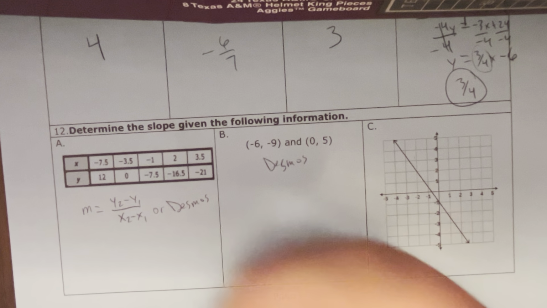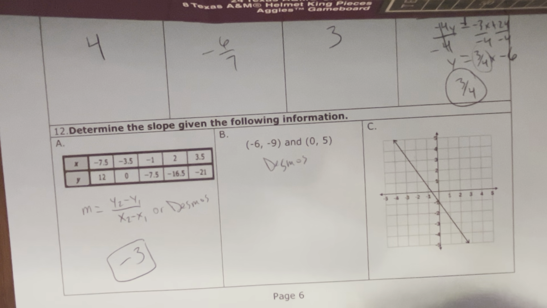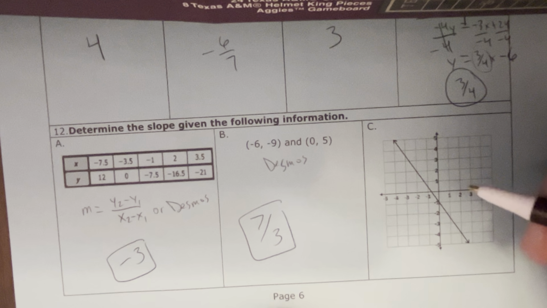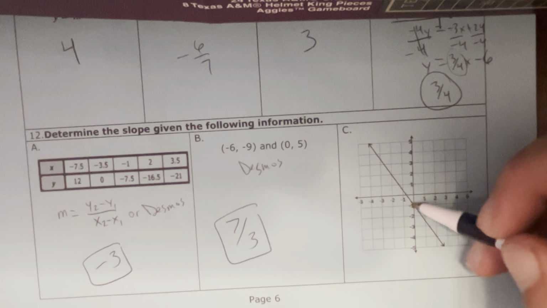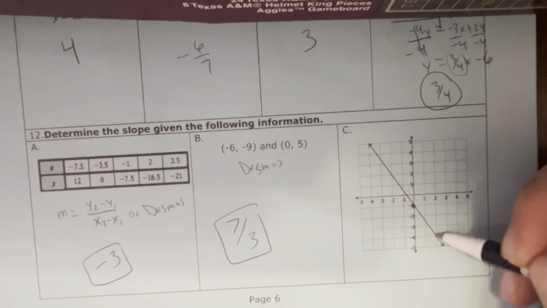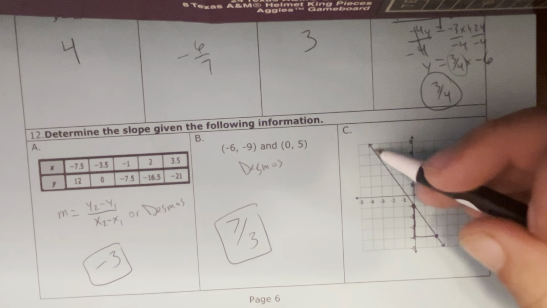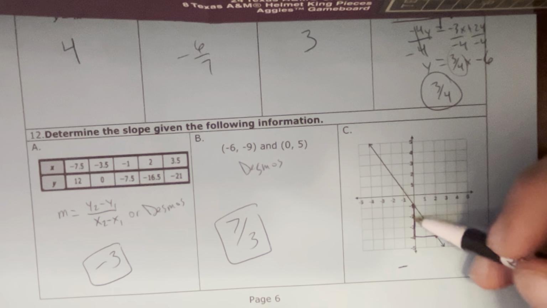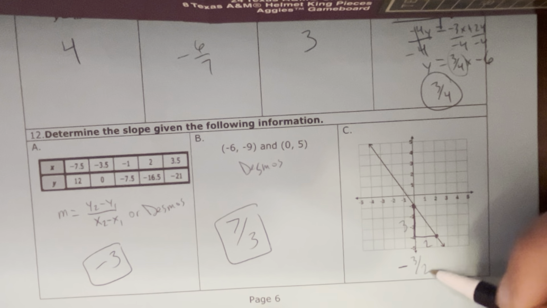All right, so like we just found, for letter A, the slope was negative 3. And then for letter B, the slope is 7 over 3. Then for letter C, we just need to pick 2 points, and we'll count the slope. So here's a point right here, and here's a point right here. And so we want to see how far does it go down and over. This line is falling, so it's going to be a negative slope. It goes down 1, 2, 3, and goes over 1, 2. So negative 3 over 2.